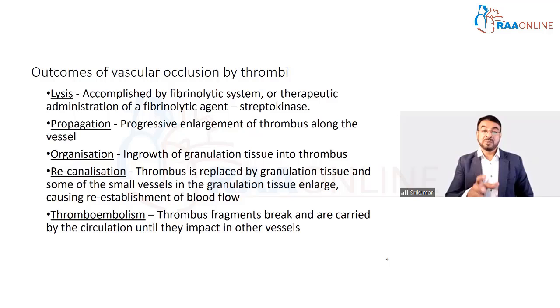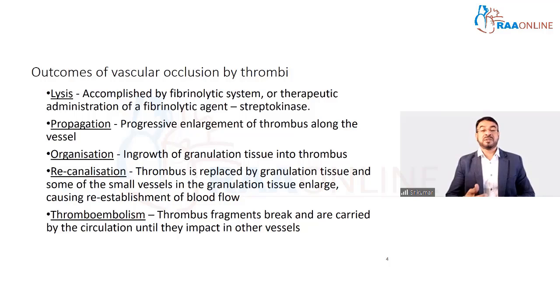Based on what we saw in the previous session, we know that a thrombus undergoes changes. So what are the outcomes of a thrombus that grows and blocks a blood vessel? When a thrombus blocks a blood vessel, this blockage is occlusion. And when a blood vessel is occluded, the following are the outcomes. The first is lysis. Lysis is where the clot breaks down.